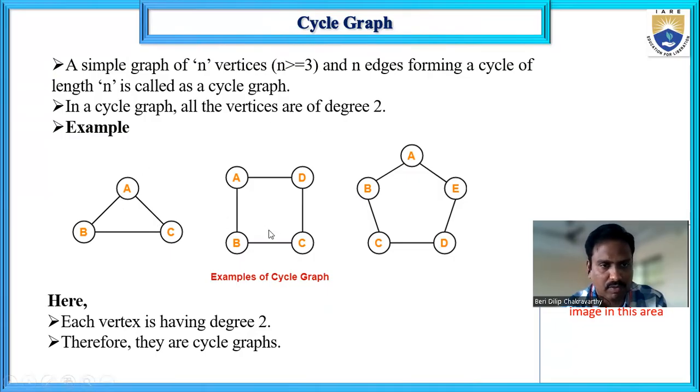For this graph, the degree is 2. For this graph, the degree is 2. For this graph, the degree is 2. If you observe in each graph, the number of vertices and number of edges are the same. Here three vertices and three edges, four vertices and four edges, five vertices and five edges. Each vertex has degree 2. Therefore, they are cycle graphs.